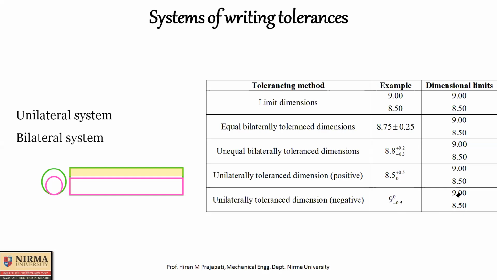Now here if you see, 9 is the upper limit of the shaft and 9 is the basic size also. So if I draw the basic size line, then the basic size line is passing through the upper limit of the shaft, so it overlaps on this green line. So if you see, this is basic size, then the entire yellow tolerance zone is below basic size. That's why it is called a negative unilateral tolerance. So now I hope you understand what is unilateral and what is bilateral. Now let us move further.